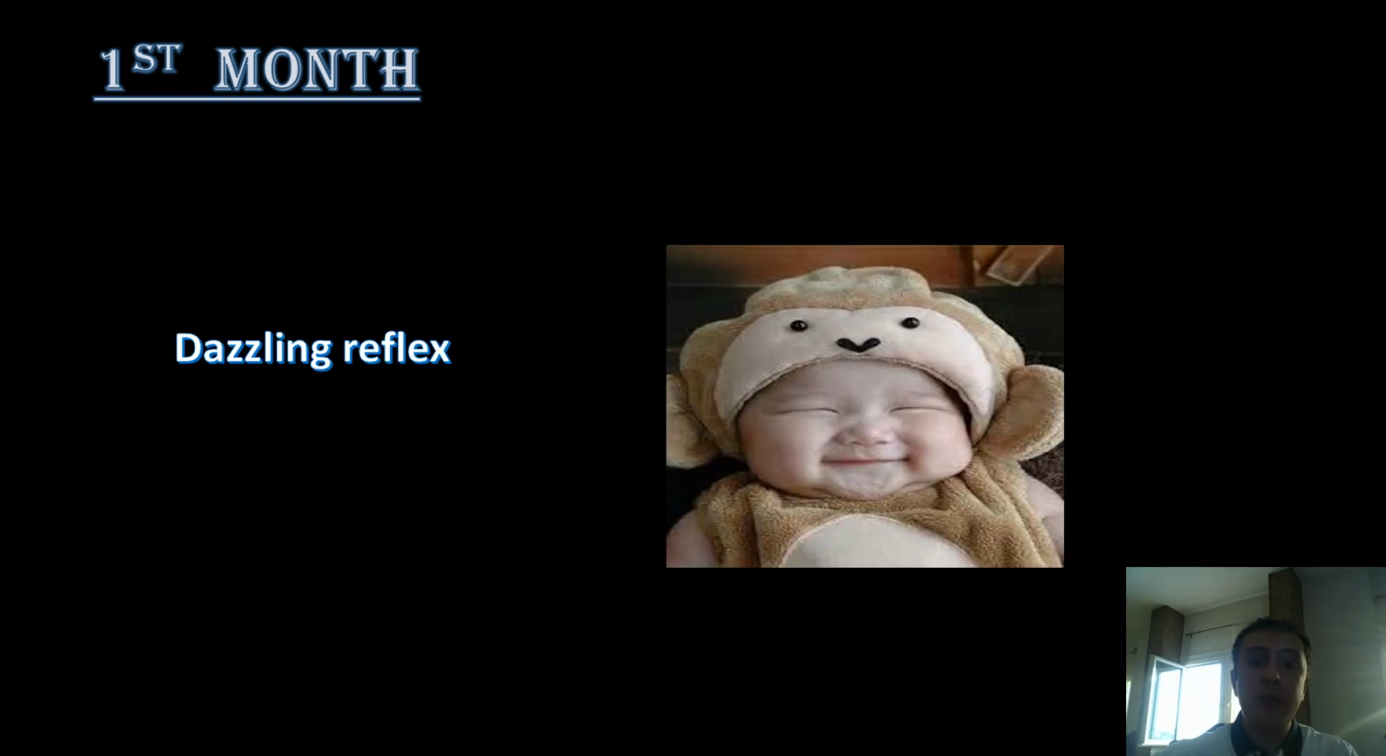By the age of first month, the child can be examined with dazzling reflex. Dazzling reflex we can use using a very bright light of a pen torch in a dark room, then shining at the child's eye with the bright light. If he starts to clench his eyes or to close his eyes in response to the high illumination of the light, so he can see well.